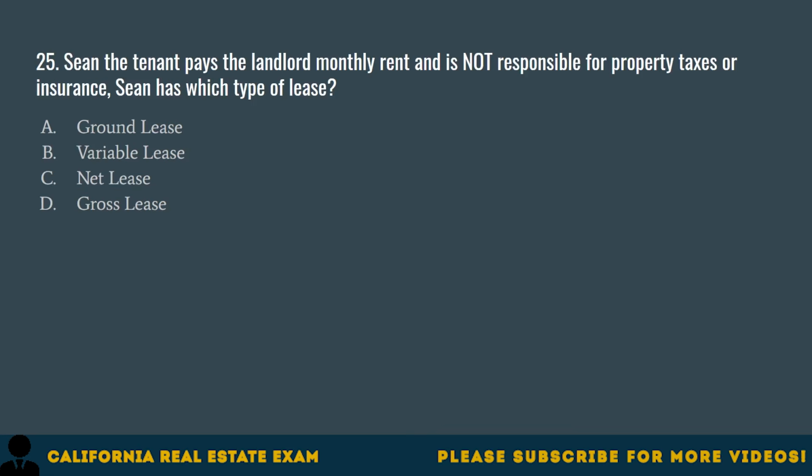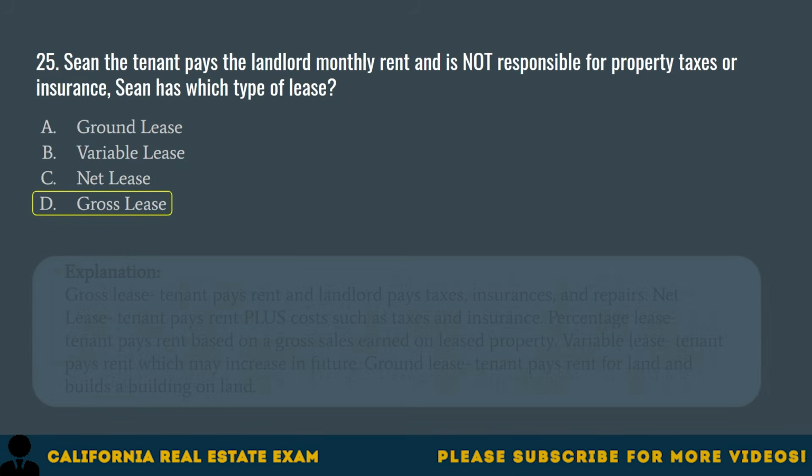Question 25. Sean, the tenant, pays the landlord monthly rent and is not responsible for property taxes or insurance. Sean has which type of lease? A. Ground lease. B. Variable lease. C. Net lease. D. Gross lease. The correct answer is D.